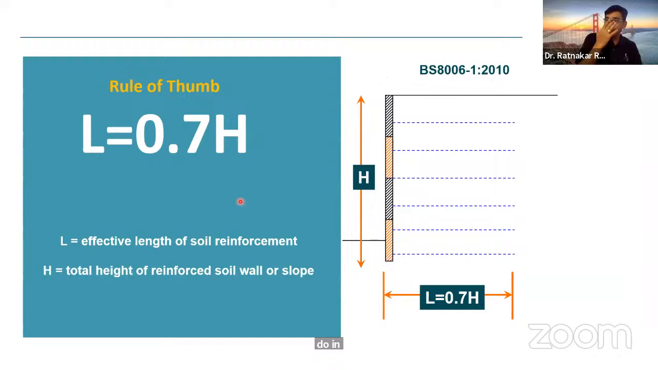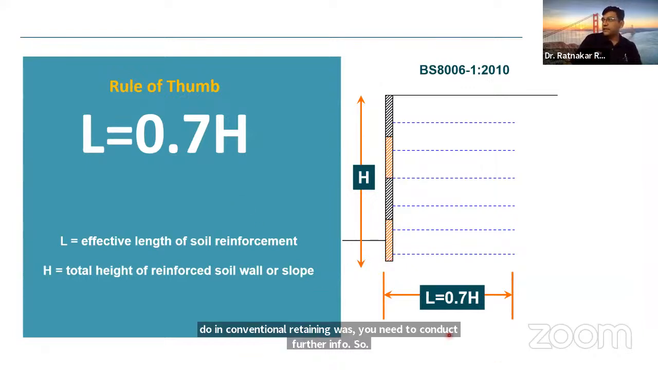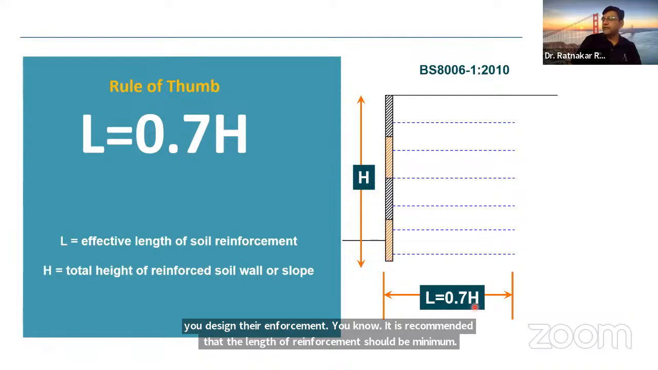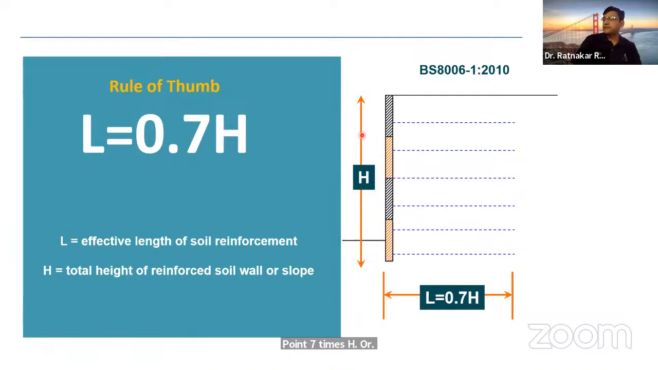When you design the reinforcement length, it is recommended that the length of reinforcement should be minimum 0.7 times H or 3 meter, where H is the height of the fascia here. This is given in BS 8006, also in FHWA, also in IS 18591. Where L is the effective length of reinforcement and H is the total height of a reinforced wall or a slope.